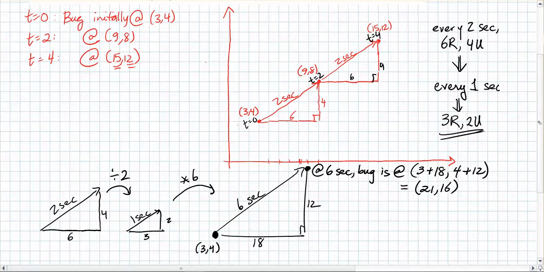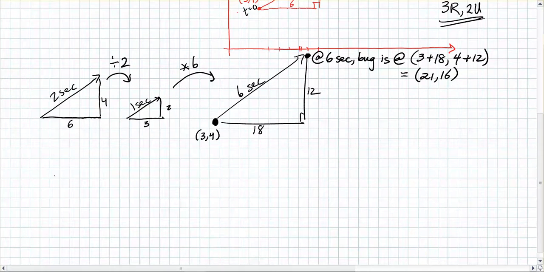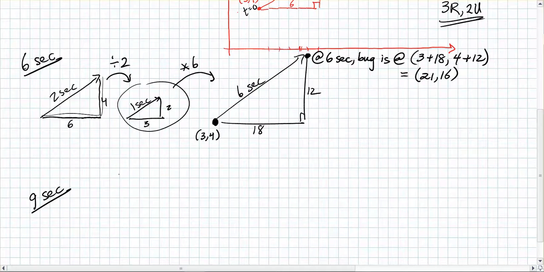Okay, so what I want to look at now is at 9 seconds. So this one's for 6 seconds. The next question was, I think 9, right? Yeah, 9 seconds. Okay, so to do that, you could start out with this 2 second thing again, but we already have the 1 second version, so I'm just going to put that here. 1 second, 3, 2.